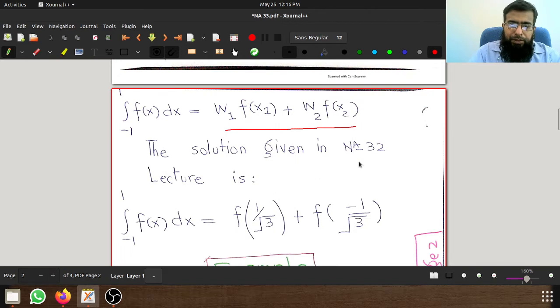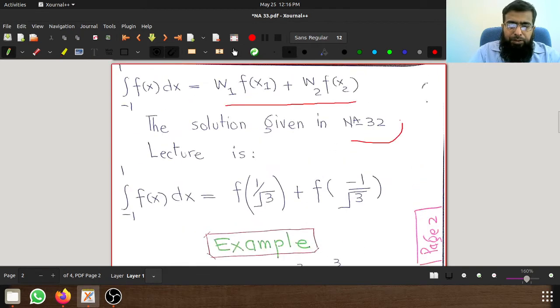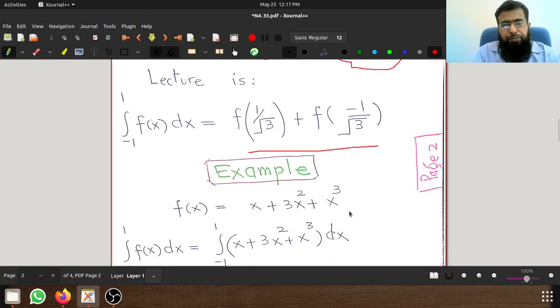In our last lecture, NA-32, we solved 4 linear equations simultaneously, and this integral from -1 to 1 was written as f of 1 over square root of 3 plus f of minus 1 over square root of 3. Right, and we also solved an example.